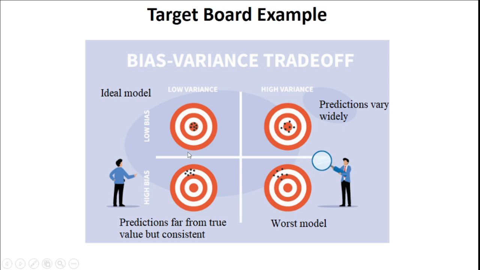The third quadrant is the high bias and low variance condition. The predictions are far from the true value, but see here, they are very consistent. They are far away from the actual value, but all the values are consistent, so it leads to a high bias and low variance condition. And the fourth quadrant is the very worst model. It is very scattered. This condition is called high bias and high variance.